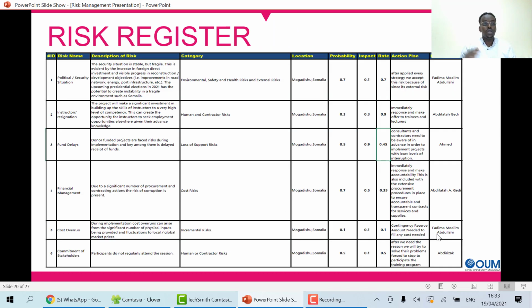We use the risk register to identify and describe any possible risks of our project, along with the category of the risk, the location where the risk can occur, the probability, impact rate, action plan, and the person responsible for taking action when this risk occurs.